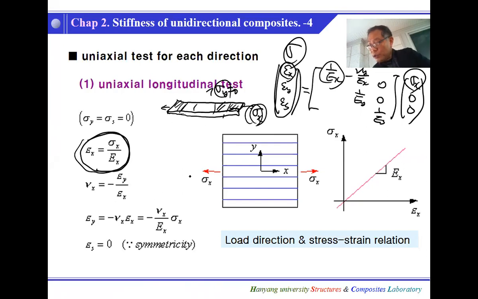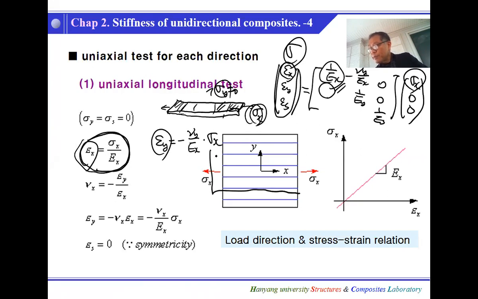And also, what you measure is epsilon y equal to minus mu y ex times sigma x. But this is a symmetry, you can use the same term. Okay, this is what you measure, and this is what you measure. With specimens like that, you have an extension and you have a contraction. So contraction terms will be like that, and extension will be like that.